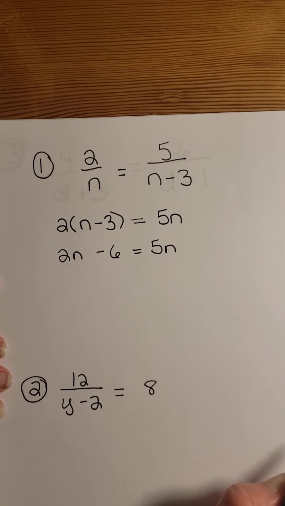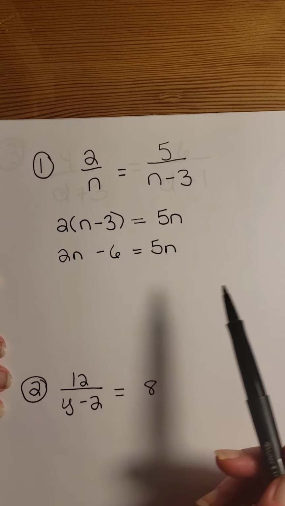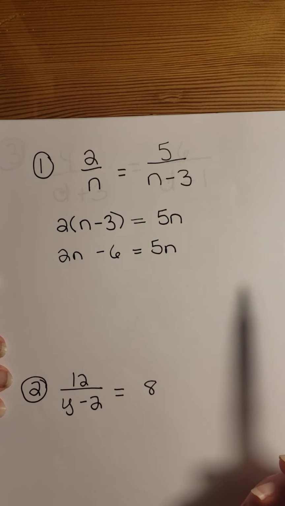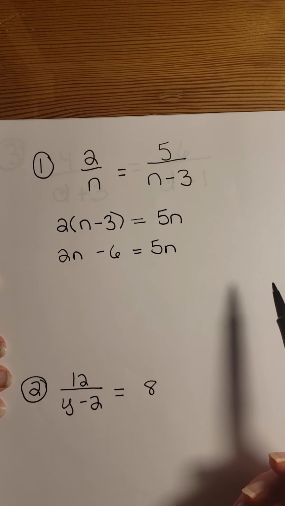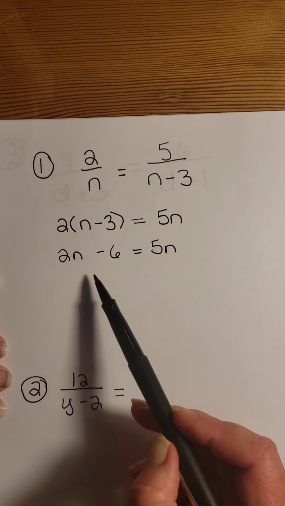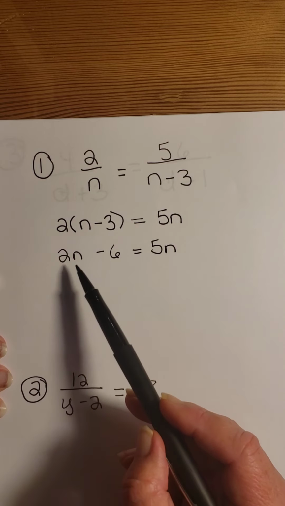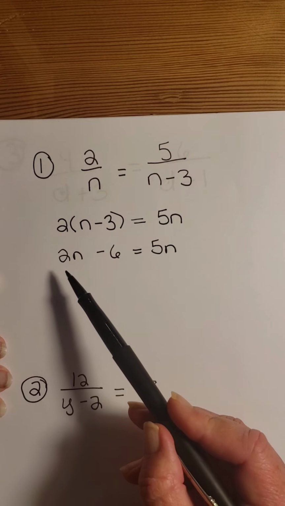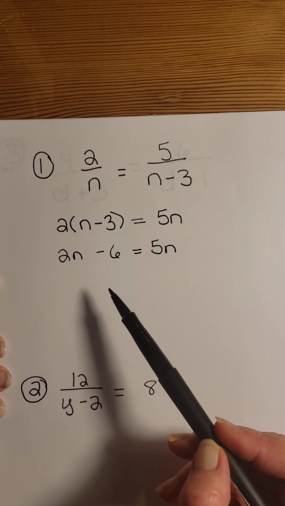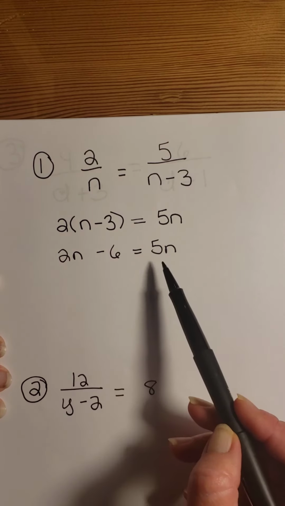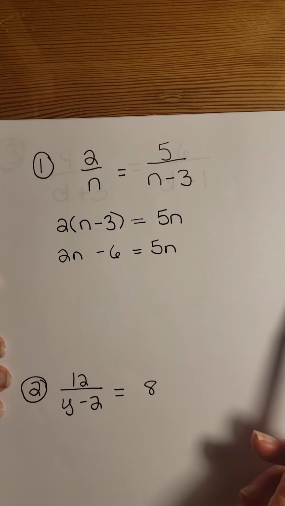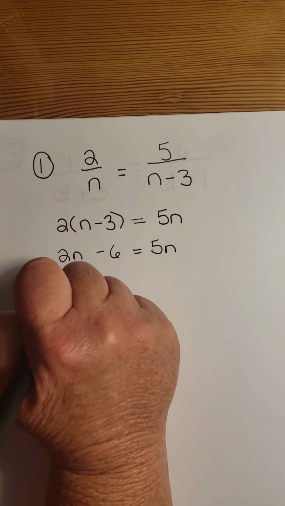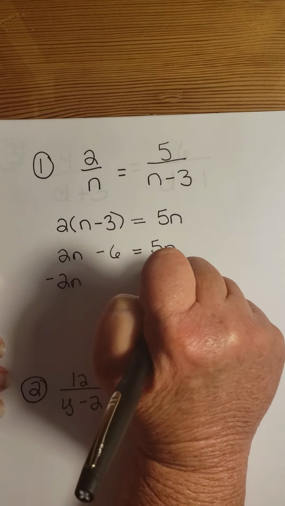And now we want to isolate the variable. Now I notice that I have a 2n minus 6 on this side and a 5n on that side. So what I'm going to do is actually move the 2n. Why? Well, if I have to move the 6 and then the 5, then I've got 2 steps. But if I move the 2n, I'm just making 1. So I have a positive 2n, so I want to actually do a minus 2n to both sides.